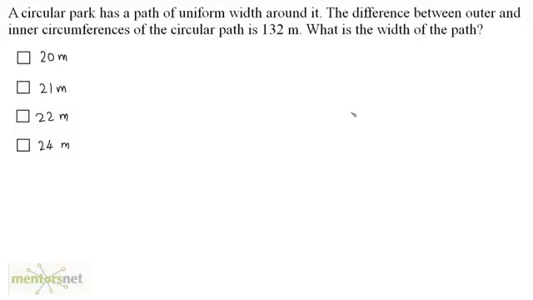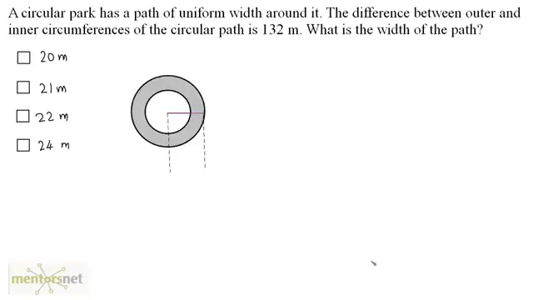A circular park has a path of uniform width around it. The difference between the outer and the inner circumferences of the circular path is 132 meters. What is the width of the path? Let the radius of the outer circle be R2 and the radius of the inner circle be R1. Well, what will be the length of this width? Well, R2 minus R1. And this is what we have to find.